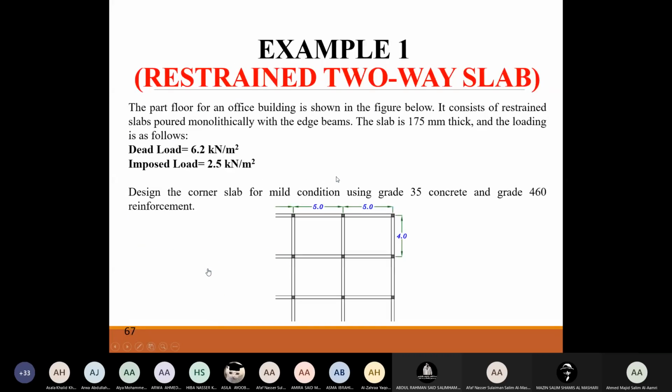Now this is my problem. We have a dimension of 5, we have a dimension of 4. Okay, 5 and 4. And then it says for us that it's 175. It consists of a restrained slab supported monolithically. Monolithically means that the slabs and beams are poured with the concrete together.